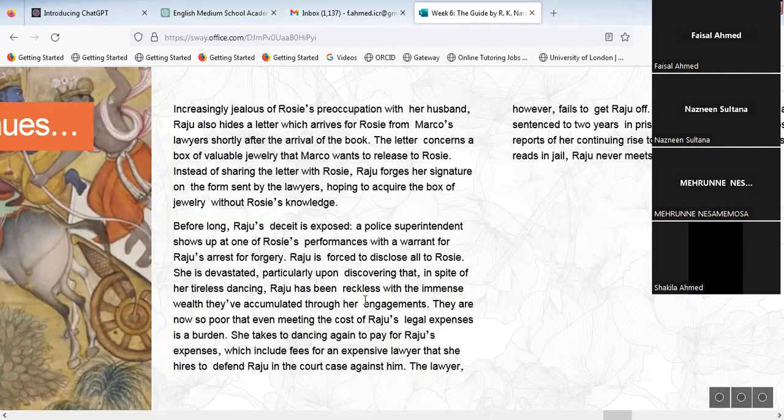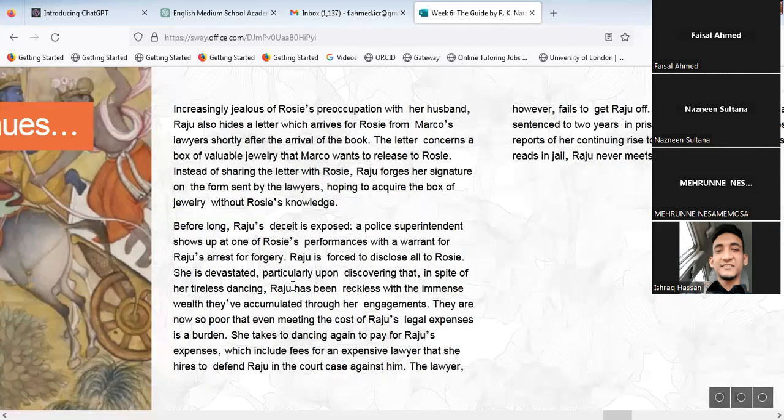Okay? So before long, Raju's deceit is exposed. A police superintendent shows up at one of Rosie's performances with a warrant for Raju's arrest for forgery, for fabricating the signature of Rosie, only to acquire the box of jewelry which was sent by Rosie's husband Marco. For this, Raju was arrested by police and taken to custody. Raju is forced to disclose all to Rosie.